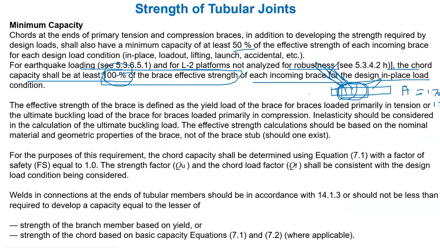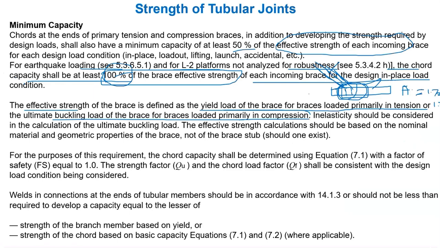Okay. And effective strength, everywhere we are talking about effective strength, 50% of the effective strength of each incoming brace. So what do we mean by effective strength? How do we calculate it? That's what is given here. The effective strength of the brace is defined as the yield load of the brace for braces loaded primarily in tension, and the ultimate buckling load of the brace for braces loaded primarily in compression.